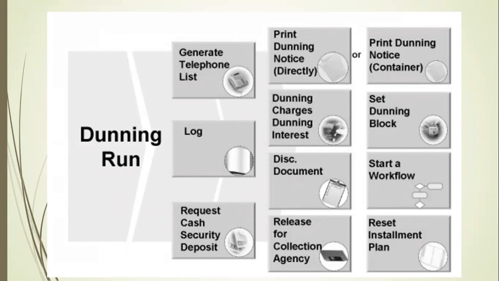Before the dunning run, we have some prerequisites. Generate the telephone list, request the cash security deposit. All these things we need to collect as information, the log details. And why do we need all these details? If we generate a disconnection order, and even if we generate a disconnection order, that amount is adjusted by the cash security deposit, so we will not proceed to any other level like legal action or other steps. So that's how we need to check the security deposit.